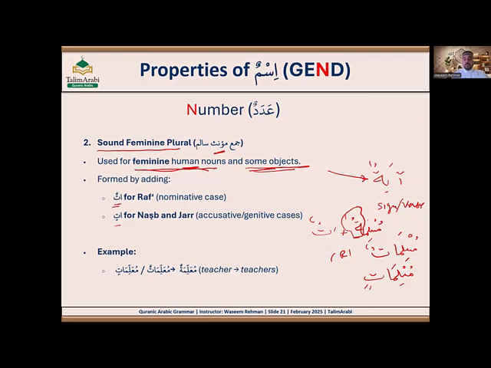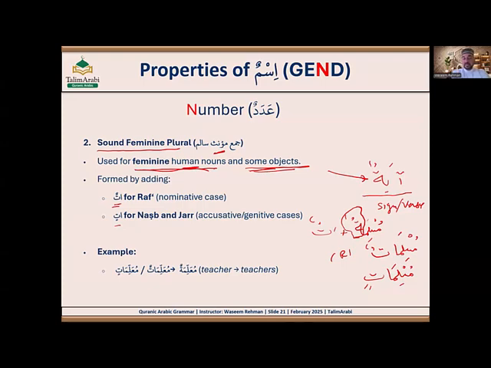To make a plural out of it, for rafa status, you drop the tanween, drop the ta marbuta and add atun at the end. And then for nasab and jar, you drop the ta marbuta and add atin at the end. Now ayatun is an object, it's not human, so it also follows the same pattern.